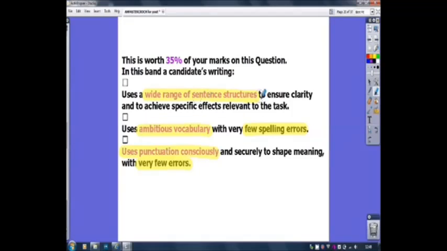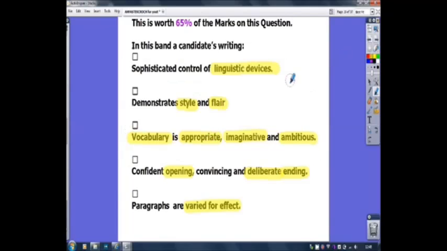Did she have a wide range of sentences? Yes, she did, you bet. Was the vocabulary ambitious? Yes. Well, obviously there were no spelling errors, but even if she had some, she could still get into the top band. Was punctuation used consciously? Yes, it was. Hopefully you saw that. So that's 35% of the marks already won. Now let's get to the big one.